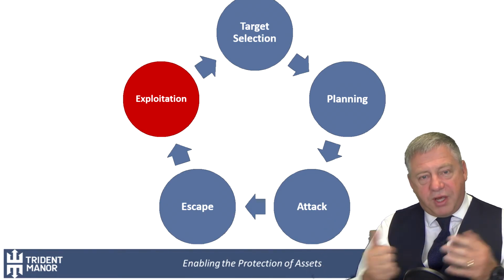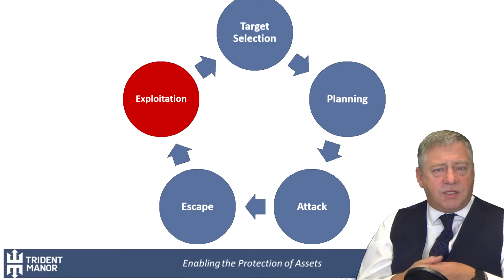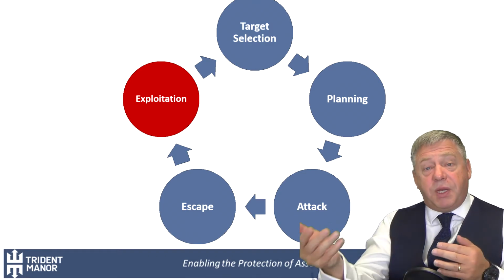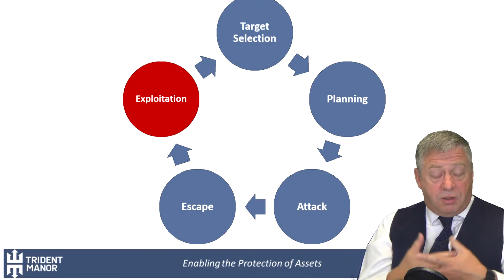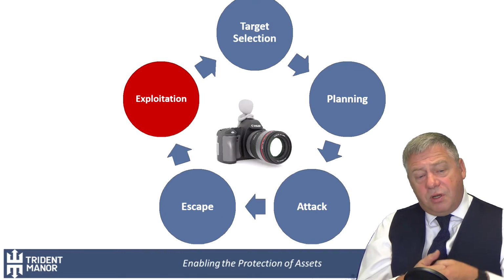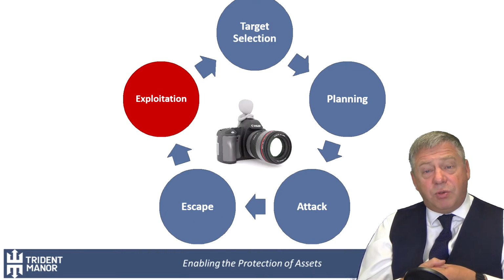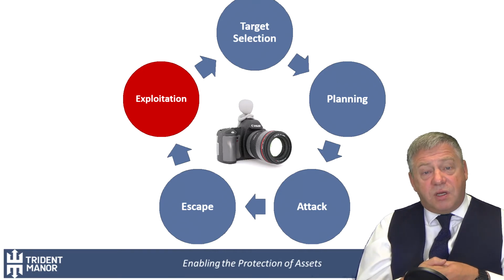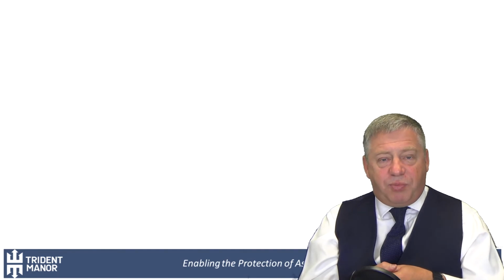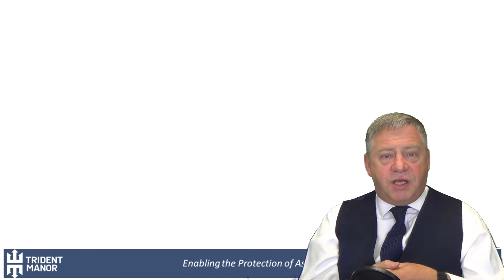Some organisations identify 6 stages, with surveillance being identified as one. Others, like myself, view surveillance as something that is continuous from the target selection right the way through to the attack phases. Okay, hopefully that's given you a brief understanding of the attack cycle and how it can be used.